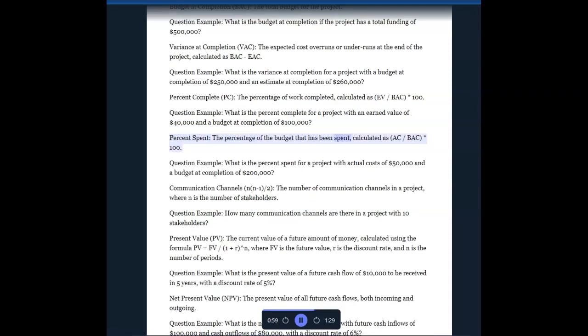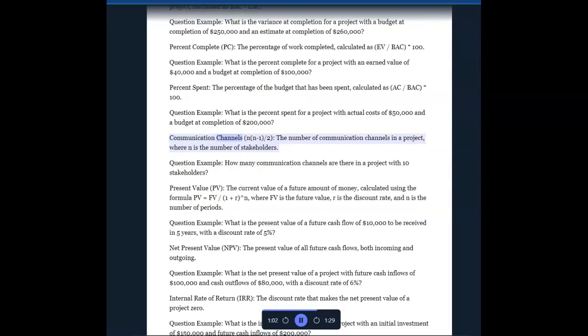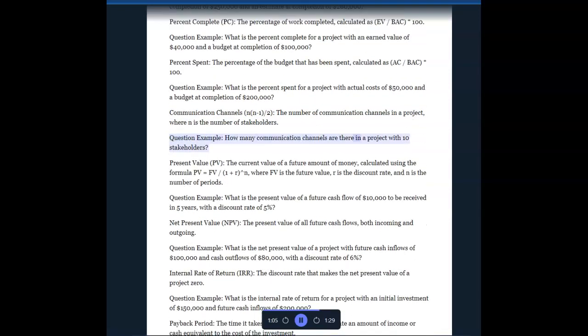Percent spent. The percentage of the budget that has been spent, calculated as AC/BAC times 100. Question example: What is the percent spent for a project with actual costs of $50,000 and a budget at completion of $200,000? Communication channels, N(N-1)/2. The number of communication channels in a project, where N is the number of stakeholders. Question example: How many communication channels are there in a project with 10 stakeholders?